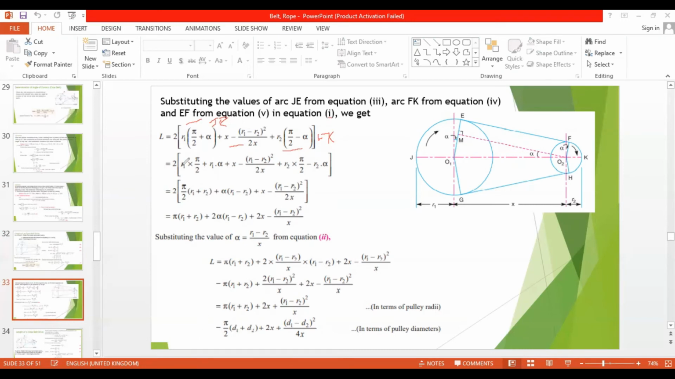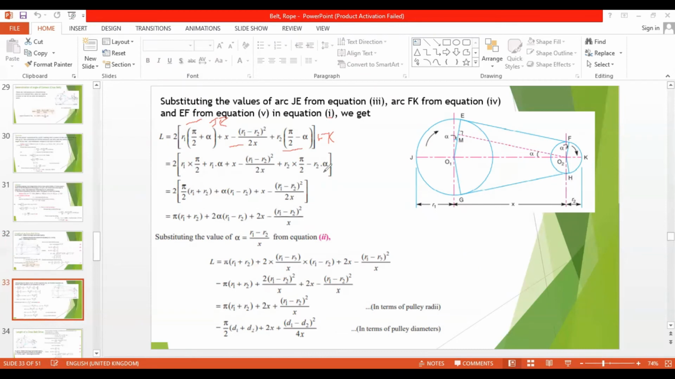So now we will solve it, right? 2 that is there, R1 into pi by 2 plus R1 into alpha plus x minus R1 minus R2 whole square upon 2x plus R2 into pi by 2 minus R2 into alpha, right? So now we expand the brackets and put it in the formula.